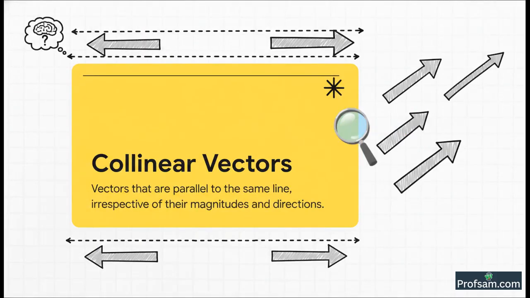Next up, we've got collinear vectors. Now, I want you to pay close attention here, because this is one place where a lot of students get a bit confused. The definition says they are parallel to the same line, and here's the key part, irrespective of their magnitudes and directions.